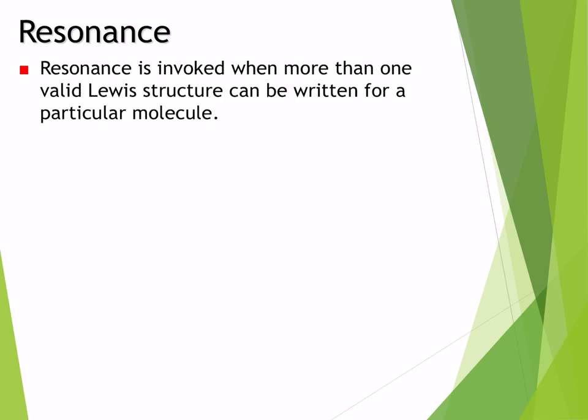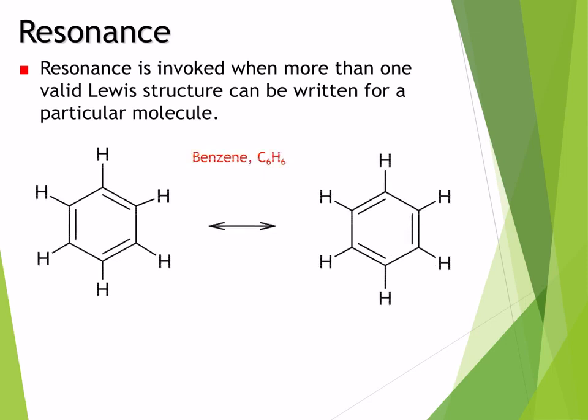So resonance is something that you probably haven't talked about before, but resonance is invoked when more than one valid Lewis structure can be drawn for a particular molecule. So this is benzene, C6H6. It's a really pretty liquid. It's super carcinogenic, but it's really, really pretty. And it smells kind of nice. So if you come across it in the lab, it kind of shimmers and looks cool.